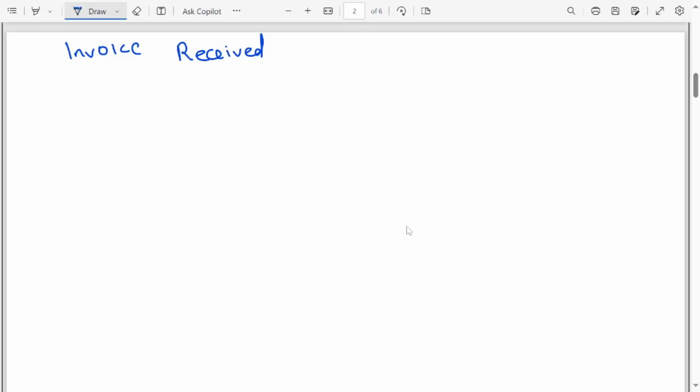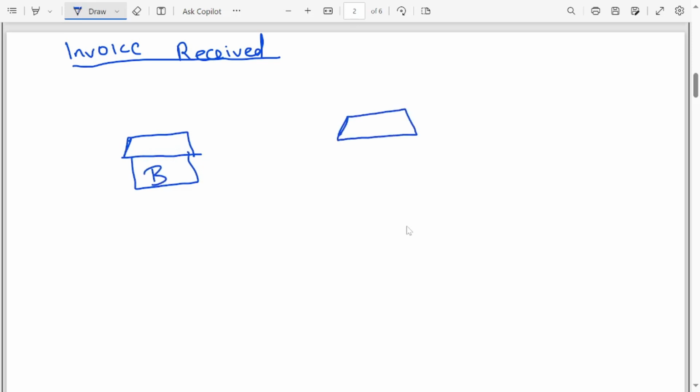Good day. Today we are going to be focusing on a source document that is called Invoice Received. It means that a business here is receiving an invoice. So let's say this is us as a business, and this is a company who is sending the invoice to us. So company C is sending the invoice to us. We are receiving the invoice.